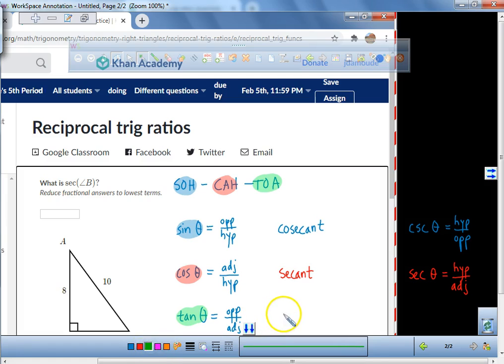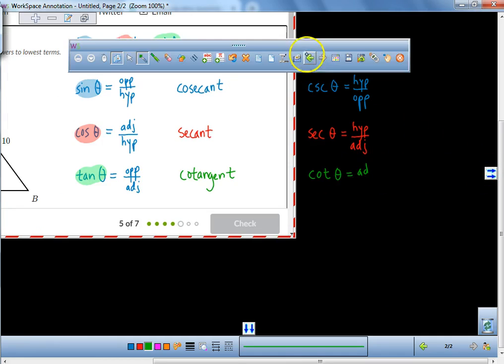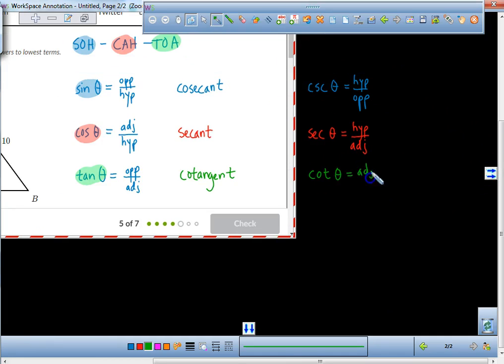And last but not least, write the word cotangent. Just write it neater than me. We're going to write C-O-T. And the reciprocal trig ratio of tangent is cotangent, so that's opposite over adjacent. If you can't see, I'll go down a little bit more. It's the adjacent over the opposite side.